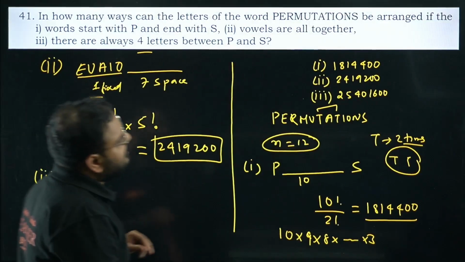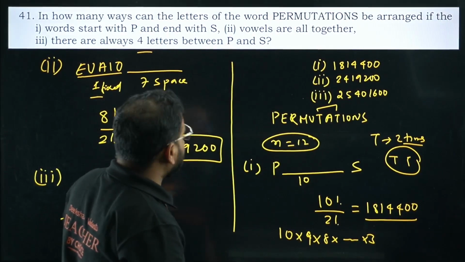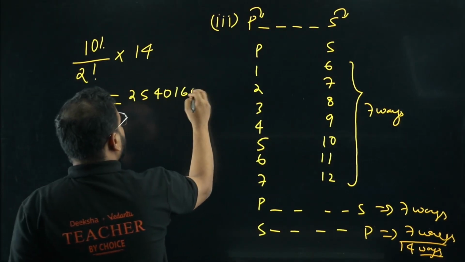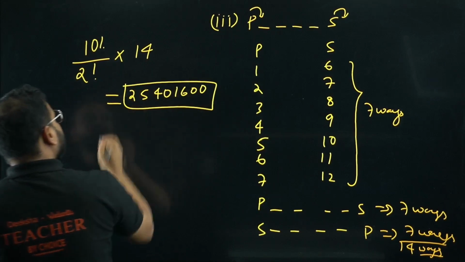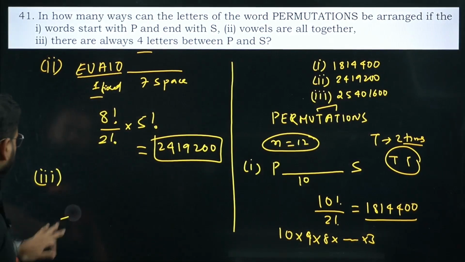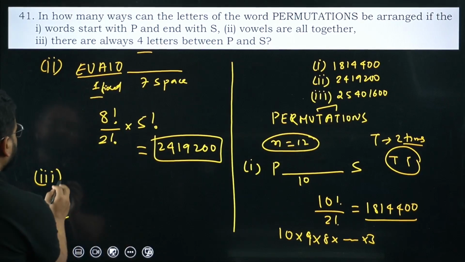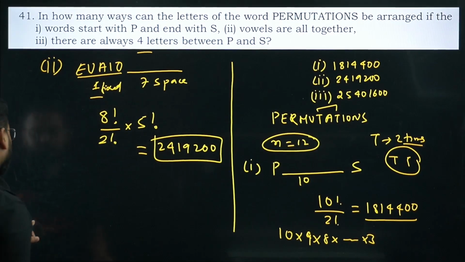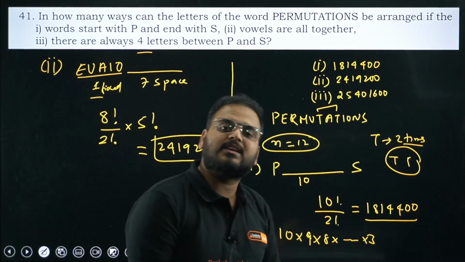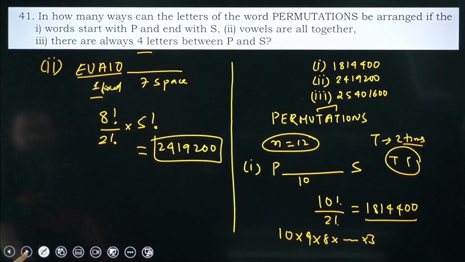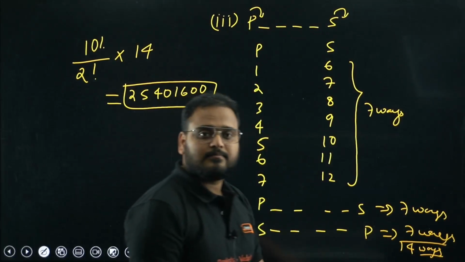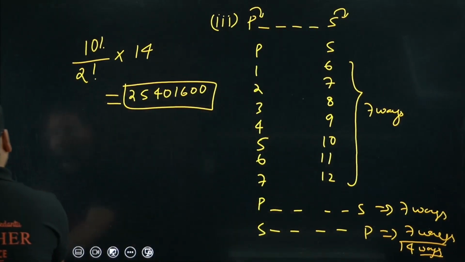This answer will come as 25401600. Please check. Have a look. If you have a doubt in this, let me know in the comment section. If you're getting a different answer, let me know in the comment section. I will discuss with you. Don't worry. If you want to ask anything else, you can ask me in the comment section. So part 1 and 2 is done, part 3 is done over here. Clear, right? Let's move on to the next question.